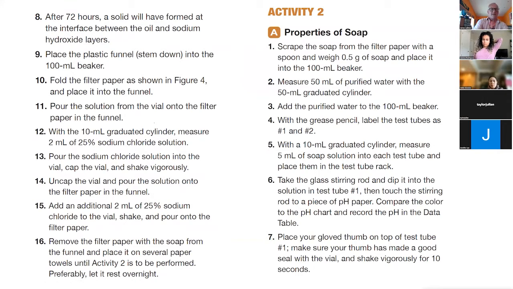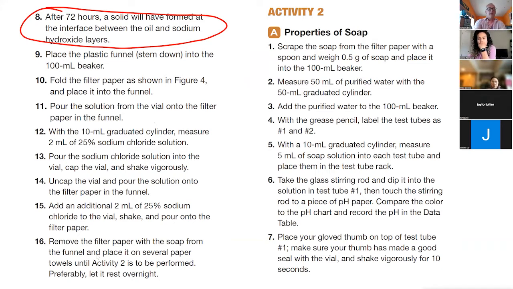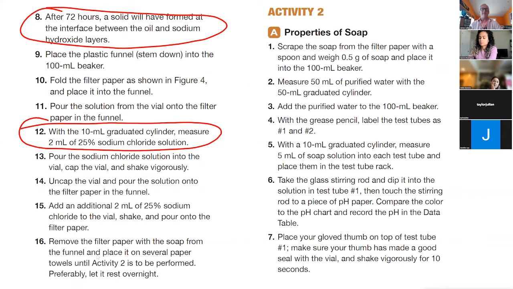So after 3 days, that forms at the interface, and then you're going to filter it. Fold up the filter paper with your funnel. Take 2 mils of the 25% sodium chloride solution. I guess it isn't saturated, it's 25% saturated. Shake it up, put it in the solution, shake. What you basically want to do is separate the hydroxide and the soap.